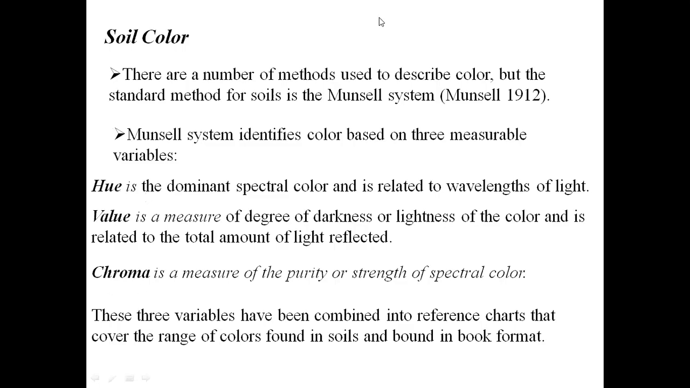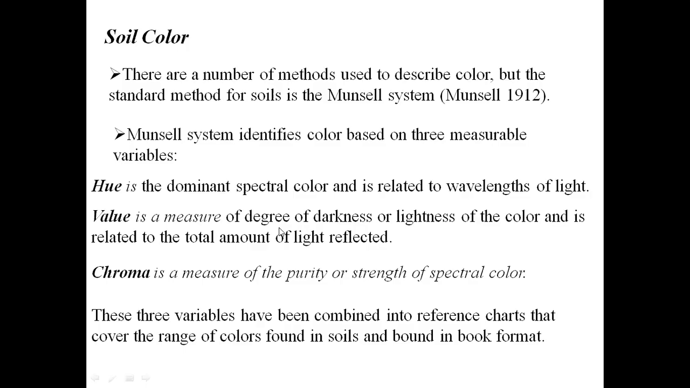So what does hue mean, students? Hue is the dominant spectral color, related to the wavelength of the light. Value is the measure of the darkness or lightness of a particular color; the word itself measures the degree of darkness or lightness. And chroma gives the purity, the strength of that color.